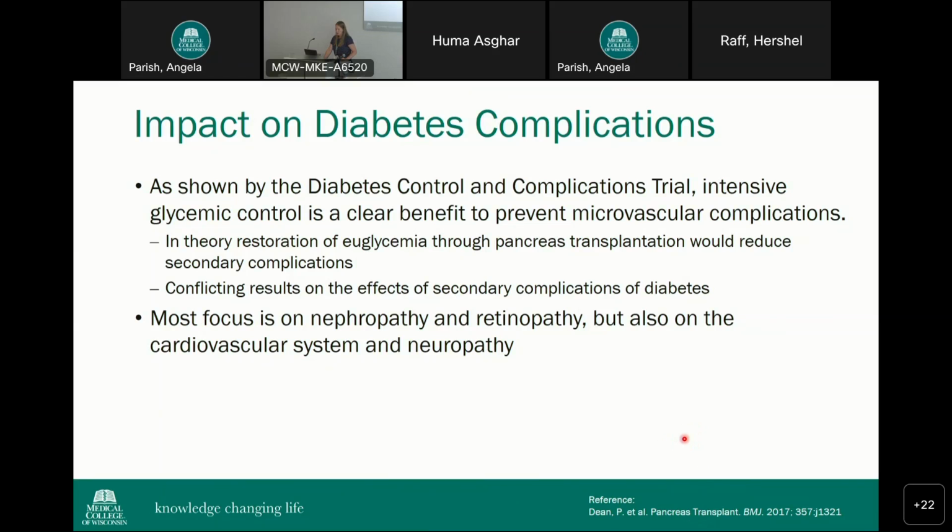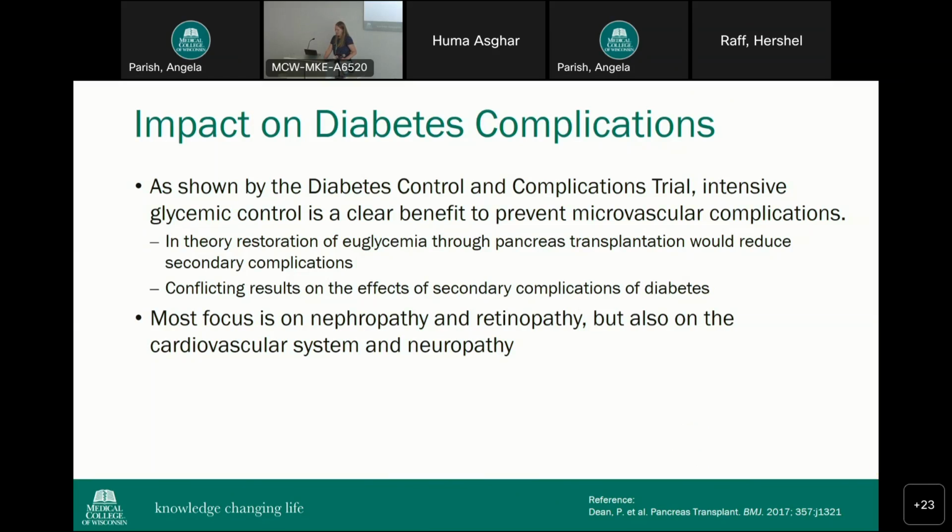The main focus has been retinopathy and nephropathy. So in regards to nephropathy, despite improvements of glomerular function, there is concerns that the nephrotoxic effects of immunosuppression may lead to worsening renal outcomes. In regards to retinopathy, they have found favorable effects if someone has early or mild retinopathy. However, if it's more advanced, there hasn't been any proven positive outcomes.